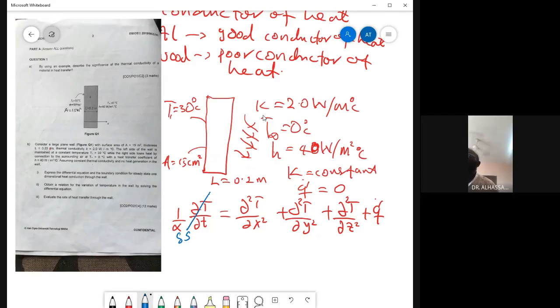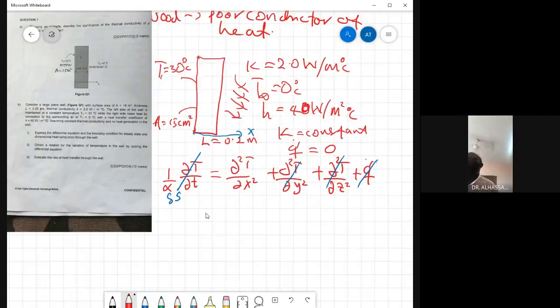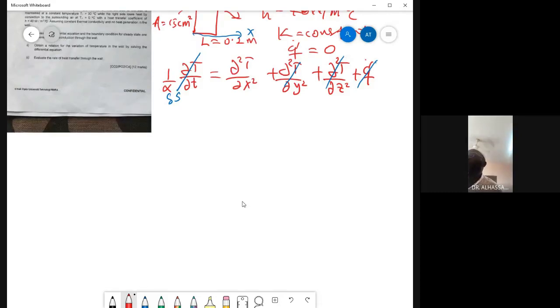So the heat is transferred only in one-dimensional axis, meaning only along the x-axis. So we have heat transfer only in the x direction. It means there is no heat transfer in the y and z directions. Again, we are categorically told that there is no heat generation. So eventually, our solution reduces to 1D, and we'll have d squared T over dx squared equals 0.